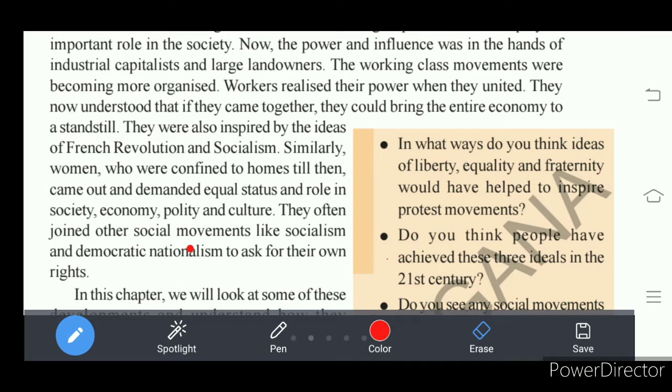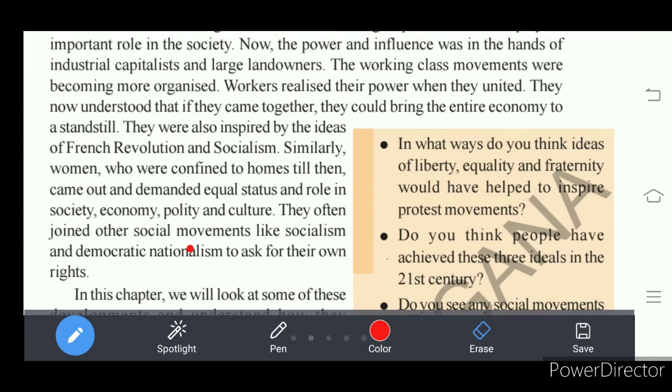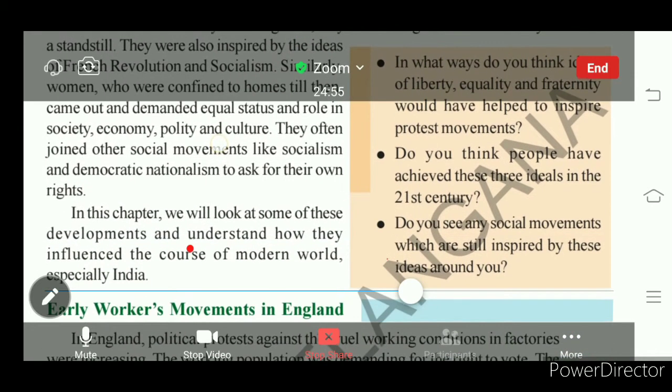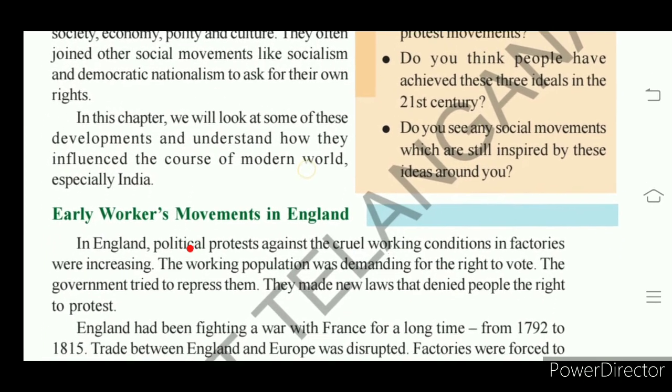And these women often joined social movements like socialism. When socialism started in Europe, women workers also joined that movement. When people were fighting for nationalistic feelings and to establish democratic nationalist states, women also joined in these movements. So let us find out how these movements worked in Europe, bringing changes in society, and how they built the modern world, especially in India.